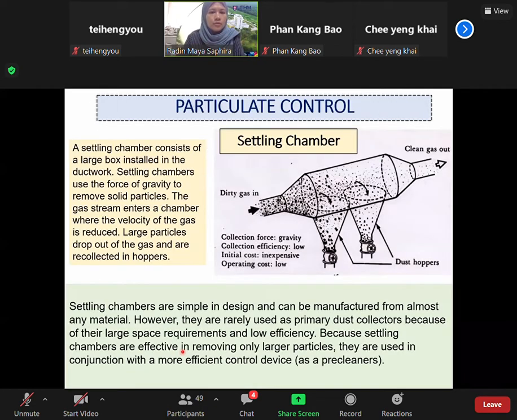Okay, how to control our air pollution: some industries need to put some equipment or tools to minimize the air pollution. For example, here by using this settling chamber. Okay, so for example here ada dirty gas in, dia pasang lah. Nanti dia ada macam ni, apa nama ni, the combustion ni. So they can collect the particles in here by using the dust hoppers, so the cleaner gas will be out.